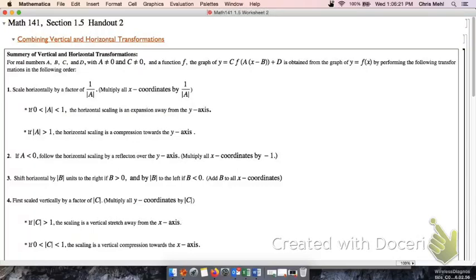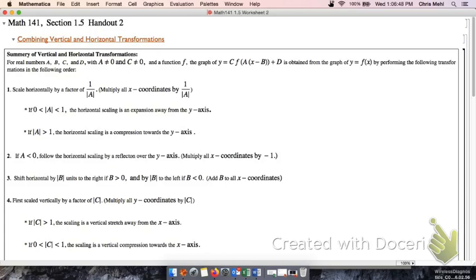Alright, so let's conclude talking about vertical and horizontal transformations by now putting all of those transformations together. If you haven't noticed, this handout is posted with the announcement, and I will pass out copies in class for those of you that don't have access to a printer.